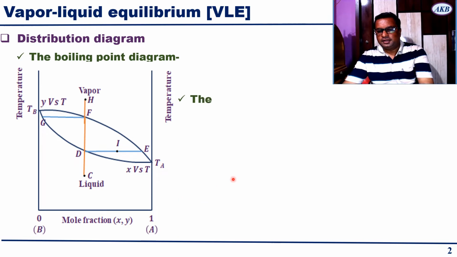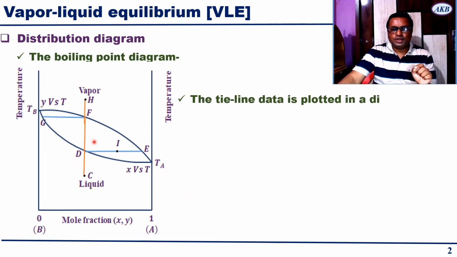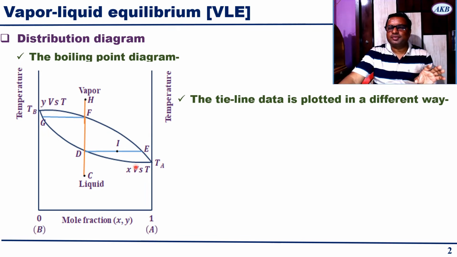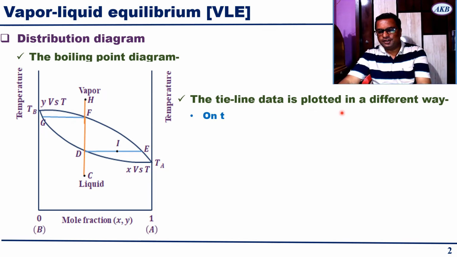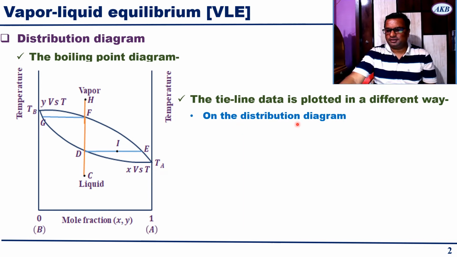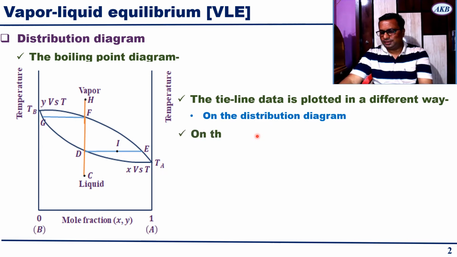Now on the boiling point diagram, as you know, there are an infinite number of tie lines. So the boiling point diagram gives you tie line data, and whatever tie line data is obtained from the boiling point diagram, you can plot in a different way on the distribution diagram. The distribution diagram is basically a plot of tie line data, but in a different way.